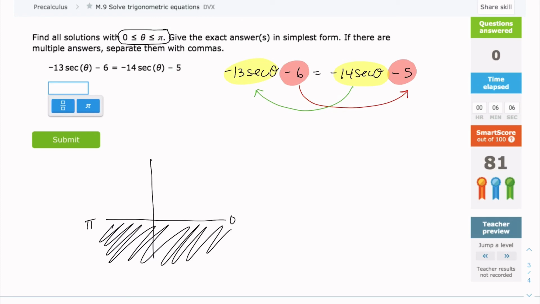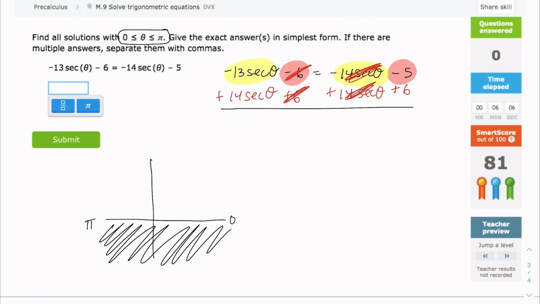So notice I want to bring all my secants to the left, all my non-secants, these numbers, -6, 10, 5, to the right. So let's start moving them. I'll add the 6, I'll add the 6, and that will cancel it here. And I'll also add 14 secant theta in the same step. I'm lining them up with their like terms. And that will cancel 14 secant theta over there. Next step, -13 secant theta plus 14 secant theta will give me +1, or just secant theta. So these guys just became a 1, which I don't need to write. Equals -5 plus 6 is also +1. So again, we're done isolating.